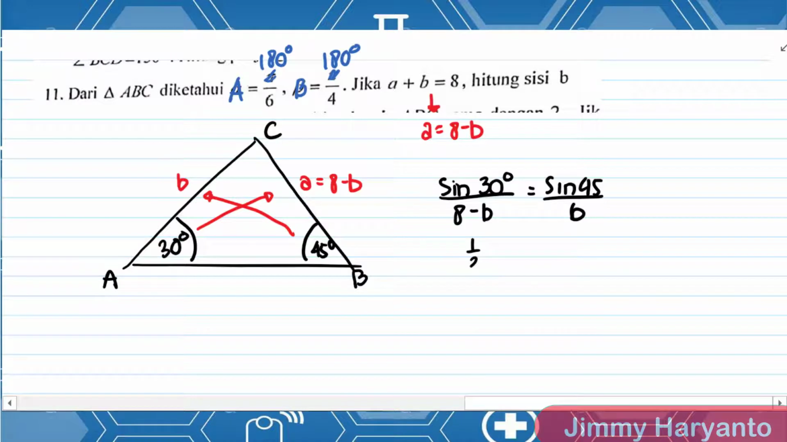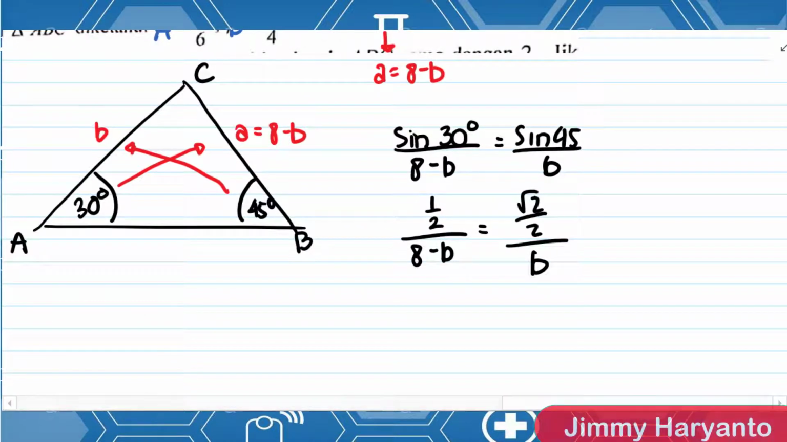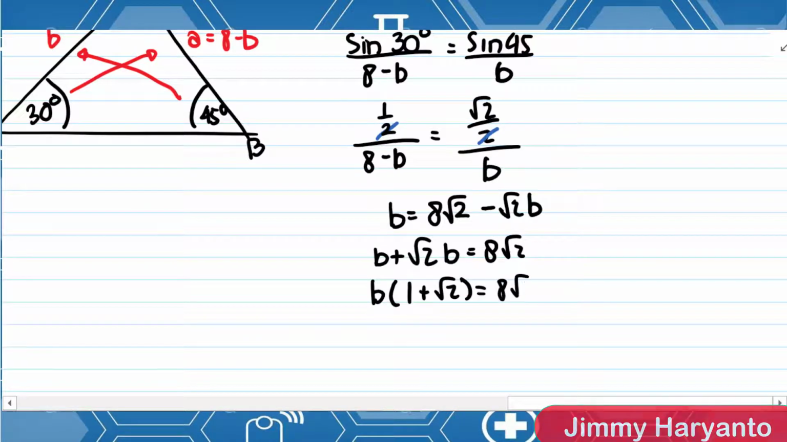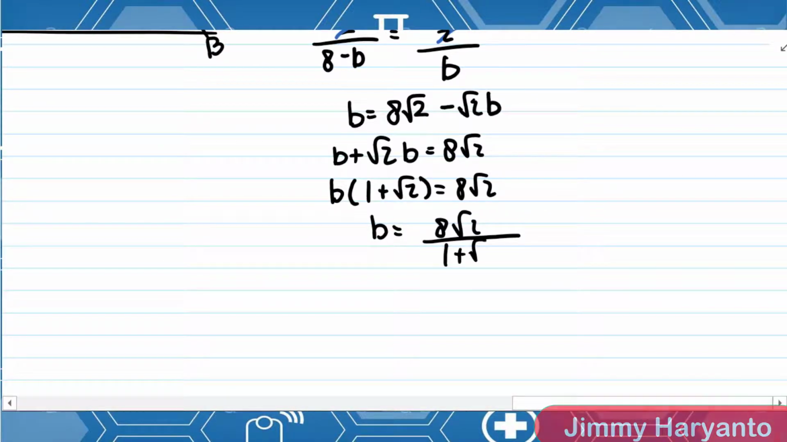Sine 30, a half, over 8 minus b equals sine 45, square root of 2 over 2, over b. I can cross out these 2s, and then cross multiply: 8 times square root of 2 minus square root of 2 b. Then move the b terms: b plus square root of 2 b equals 8 square root of 2. Factorising b in the bracket, 1 plus square root of 2, b equals 8 square root of 2, so b equals 8 square root of 2 over 1 plus square root of 2.